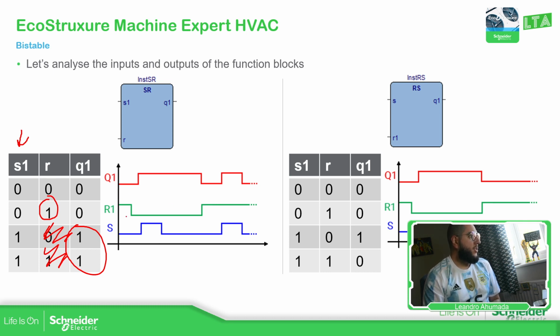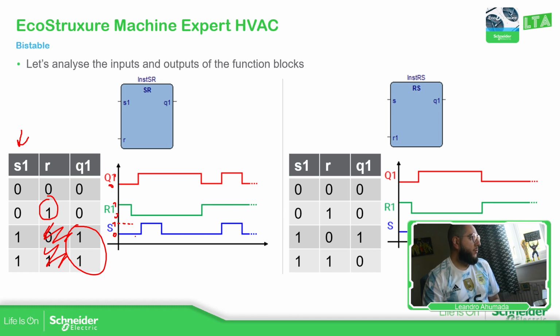Now, here you can see the oscilloscope or the trend. So if this one is 0, 0, 0, 1, 1, 0, 1, you can see if this one is 1, it means that you're going to reset the output, and the output is going to be reset.